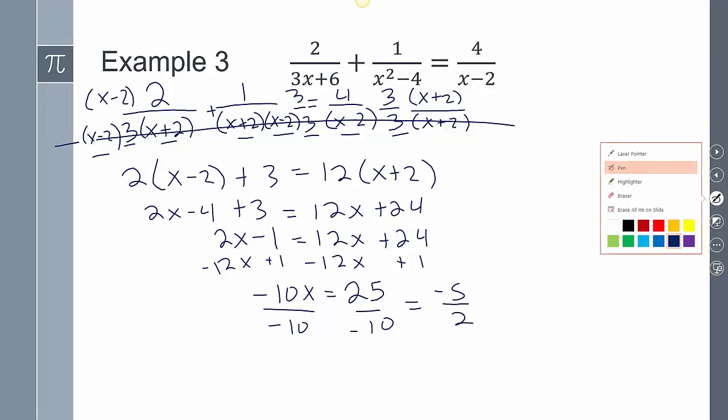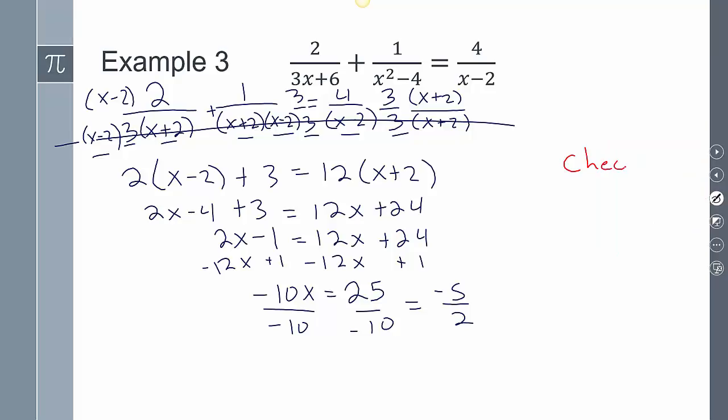So make sure you check. Okay? Make sure that you check for it. Now if you do plug it back in, so if you take the negative 5 over 2 and you plug that back in, it's going to work. Okay? It's going to work.